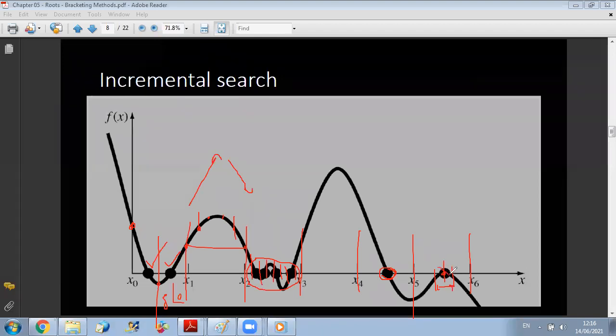If by chance I just try this point, it's fine. If not, I cannot find it using bracketing methods. So we will look at other methods in other chapters to catch it. Okay.